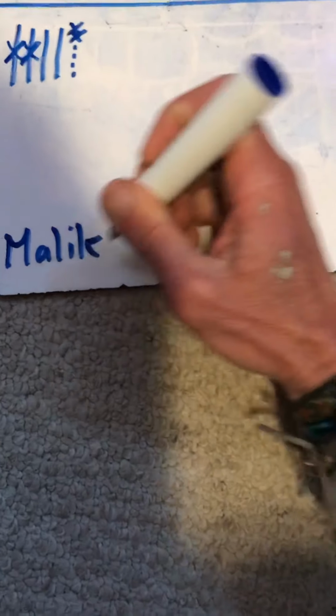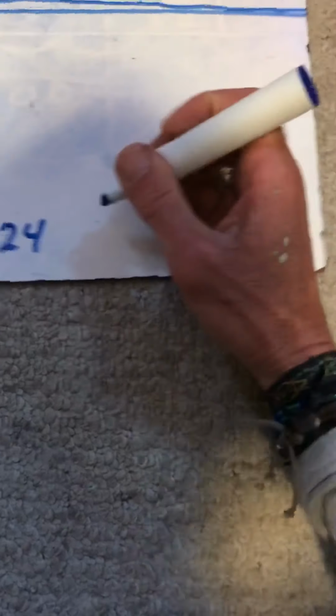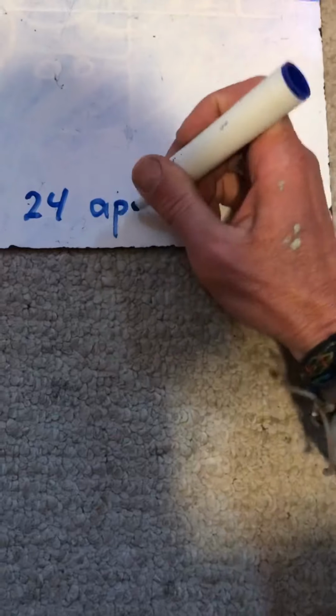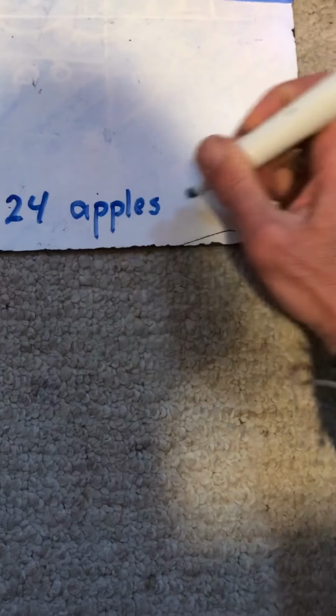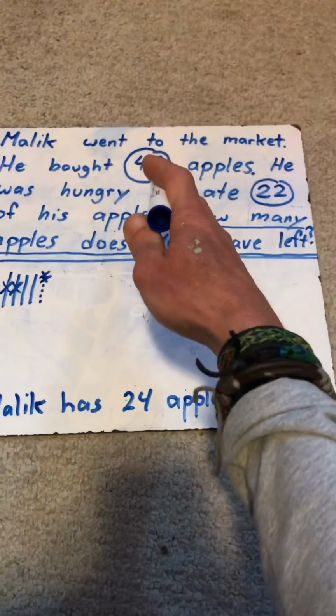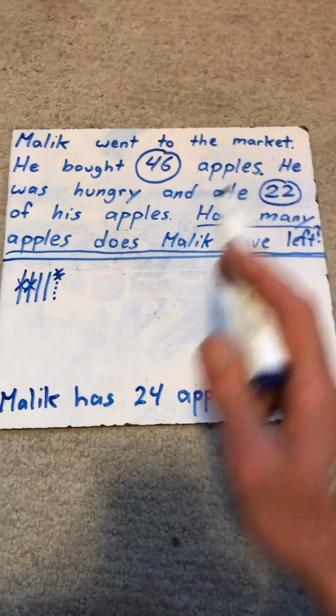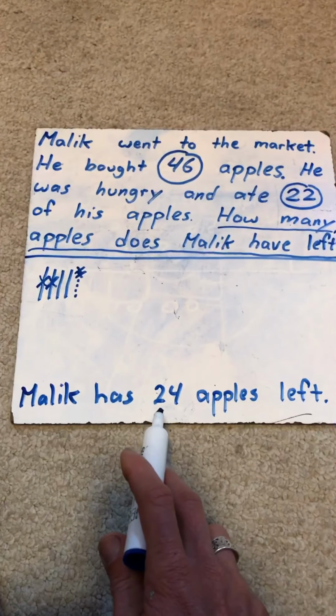Malik has 24 apples left. What happened to the others? He ate them. Remember, he started with 46 apples. He ate 22 of them. He has 24 apples left.